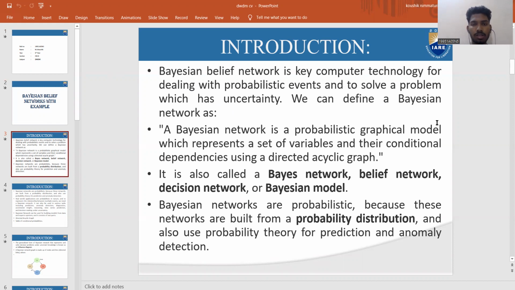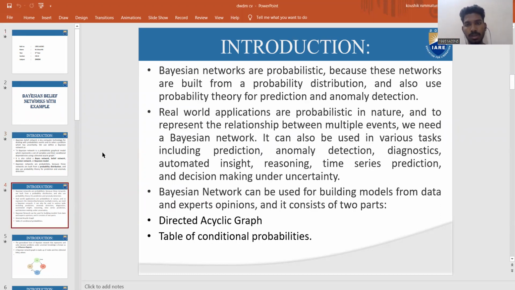We can define a Bayesian network as a probabilistic graphical model which represents a set of variables and their conditional dependencies using a directed acyclic graph. It is also called a Bayes network, belief network, decision network, or Bayesian model. Bayesian networks are probabilistic because these networks are built from probability distributions and also use probability theory for prediction and anomaly detection.